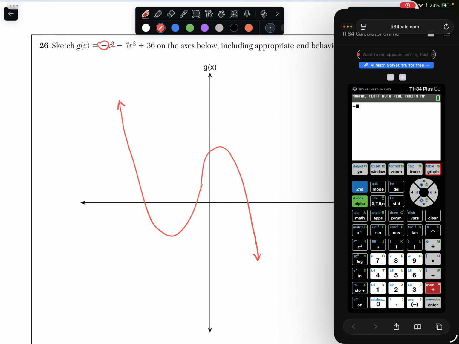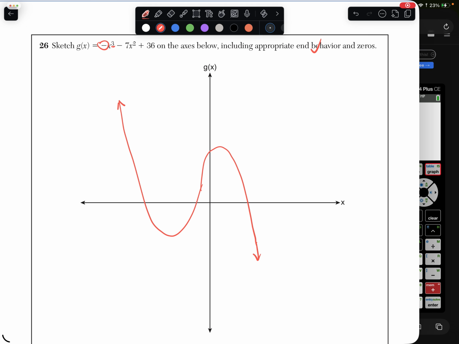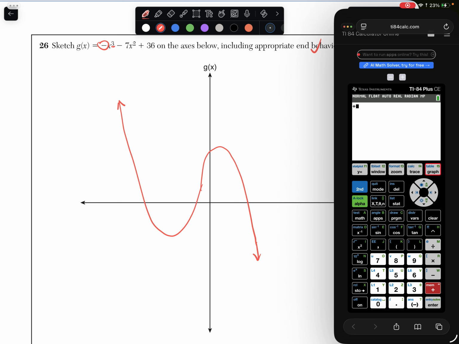We did the appropriate end behavior, now we need the zeros, and this is where the calculator will come in. I'm going to go to graph, press second, and then trace for calc, and that's where we get zero. For getting the zero, we want to go a little bit left of the root, so it says left bound. We go a little bit to the left, a little bit to the right, and then go to the middle to guess it.